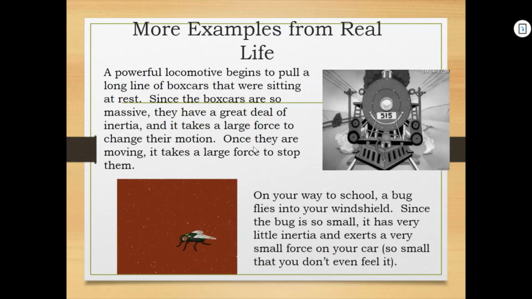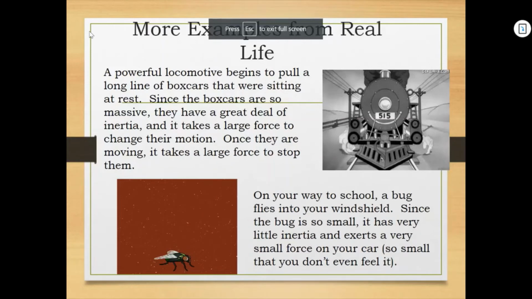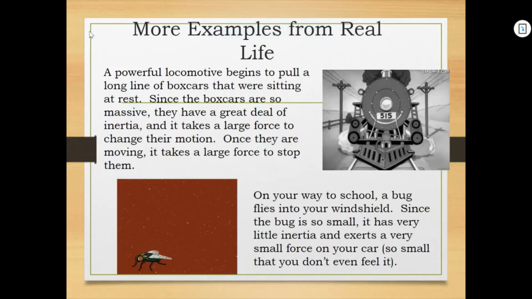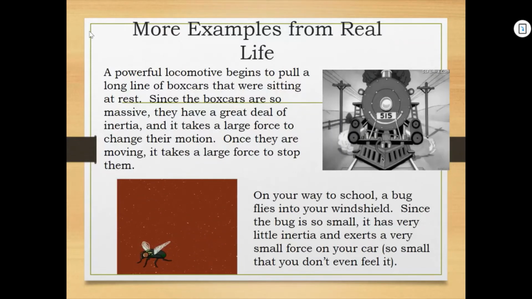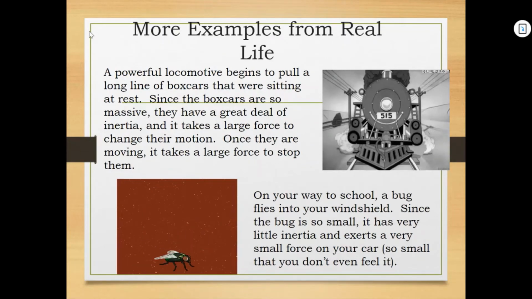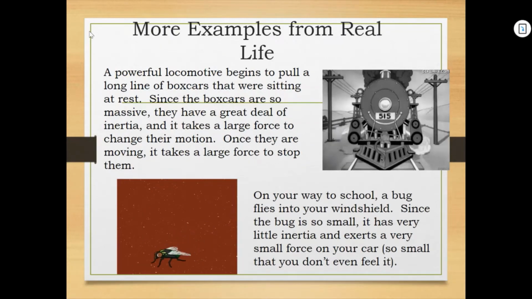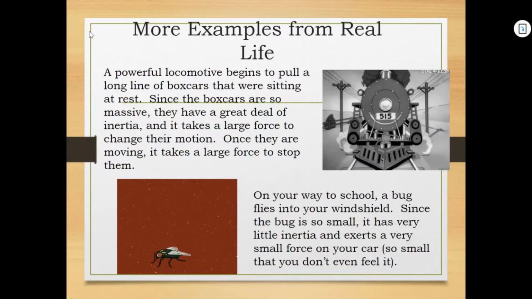Right, here's some more examples from real life. Right, so we have a locomotive, right? A powerful locomotive begins to pull a long line of boxcars that were sitting at rest, right? But because the boxcars are so massive, they have a great deal of inertia. So it takes a large force to change their motion, right? From not moving at all, it's going to take a lot of force to get them to start moving a little bit. But once they actually pick up some speed and they pick up momentum, they're going to be a lot harder to stop. And once they are moving, it takes a large force to stop them.